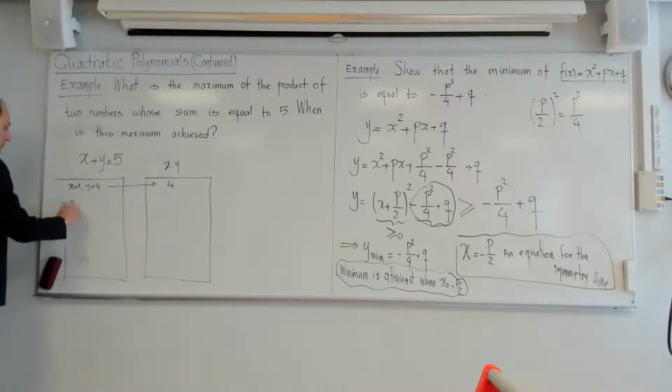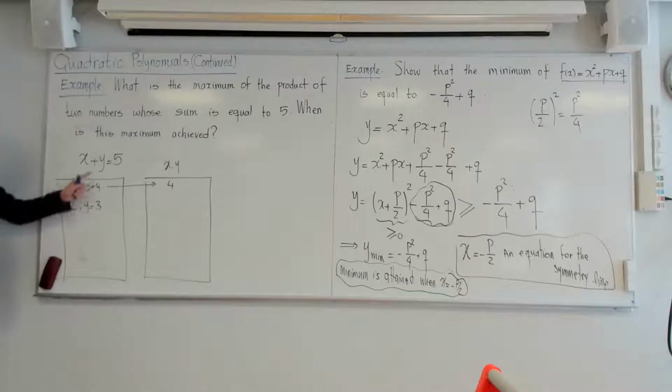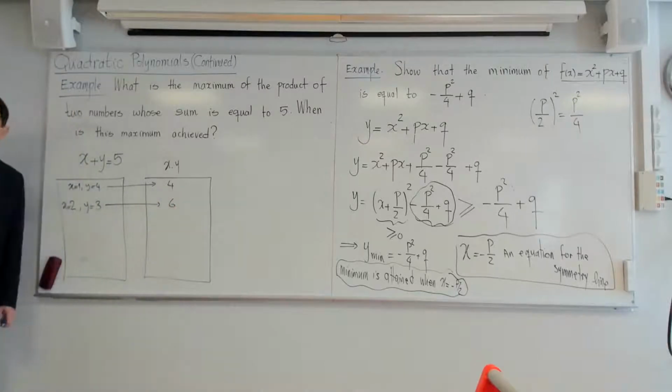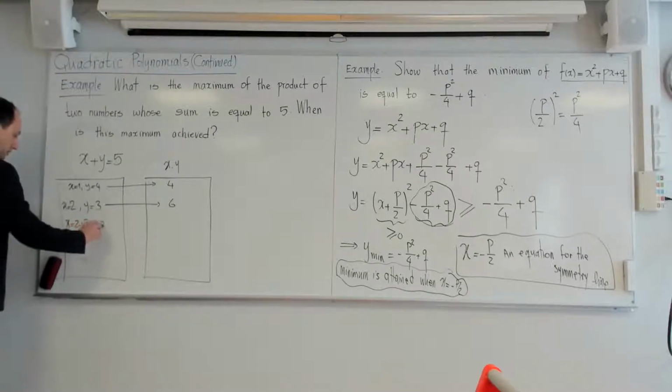And then let me choose another pair: x equal to 2, y equal to 3. And what is the product this time? Even though the sum is still 5, the product is changing. So the product is what this time? 6. And I ask you, for example, these little strange numbers we have: x equal to 2 minus the square root of 3 and y equal to 3 plus the square root of 3.